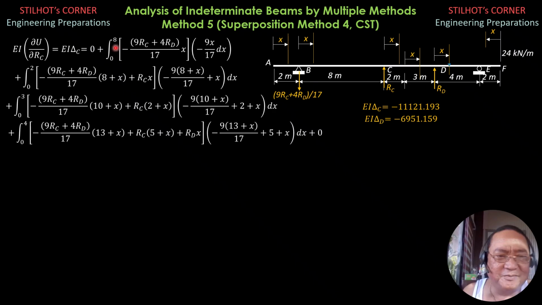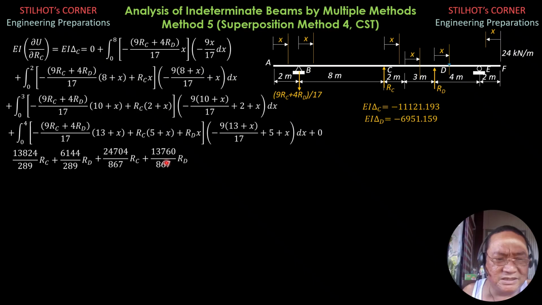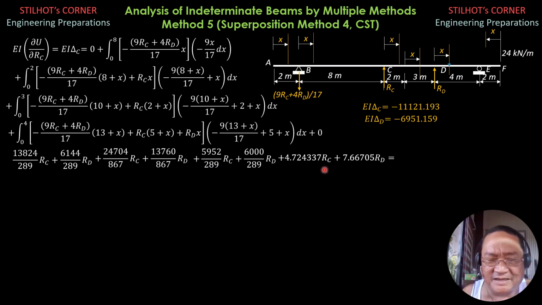So the value of the first integral here would be 13824 over 289 RC plus 6144 over 289 RD. For this next integral, it's 24704 over 867 RC plus 13760 over 867 RD. For this next integral here, we have 5952 over 289 RC plus 6000 over 289 RD. Then for this last and fourth integral, we have 4.724337 RC plus 7.66705 RD.